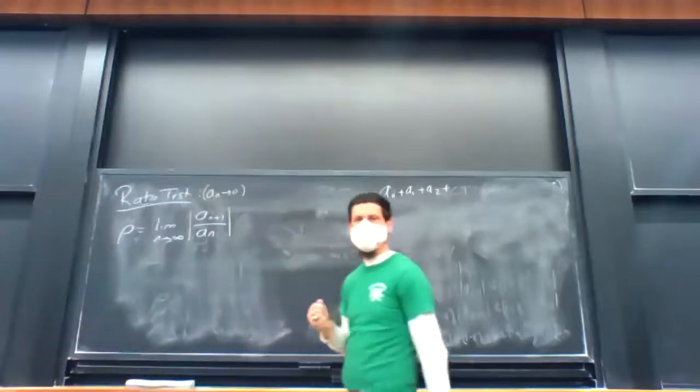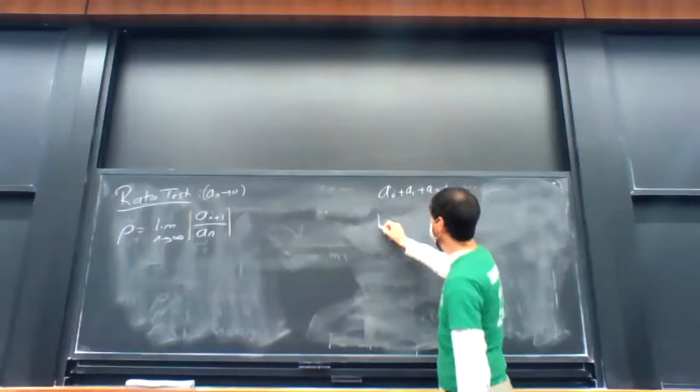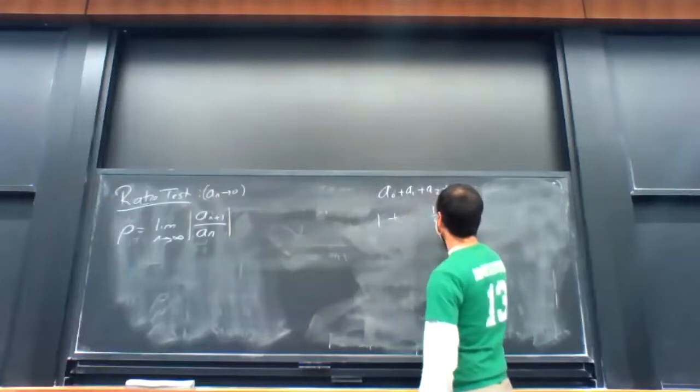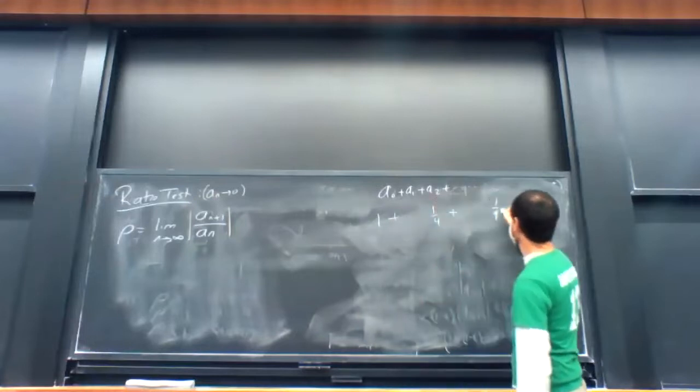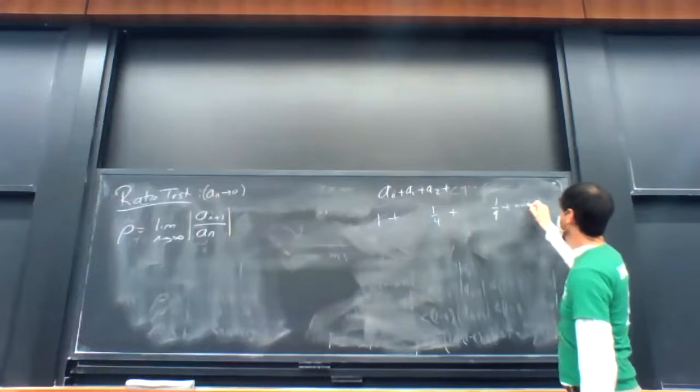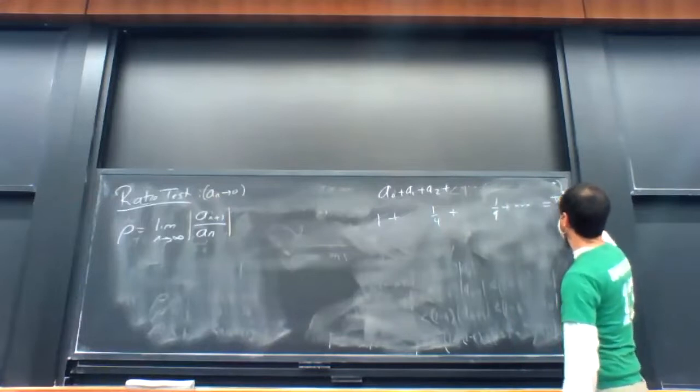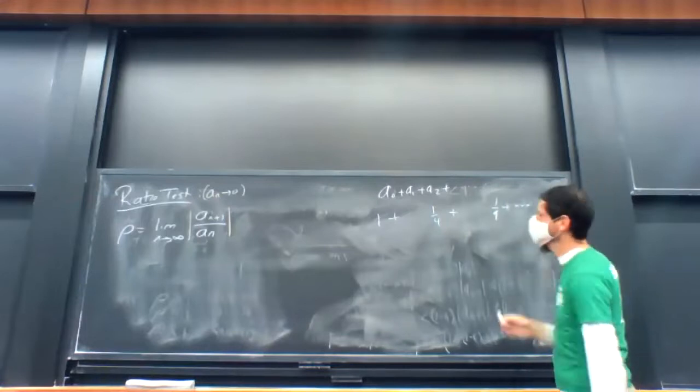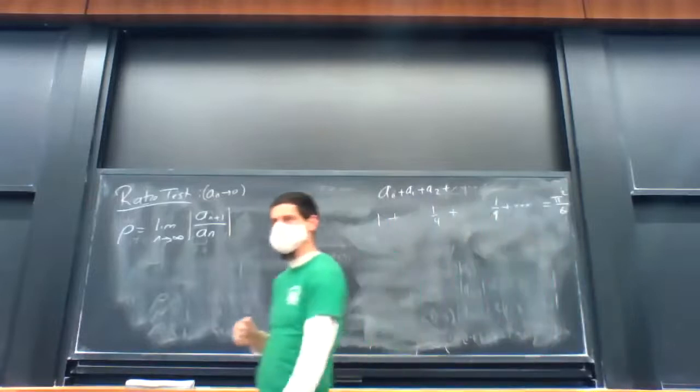1 over n squared. So we can do 1 plus 1 over 4 plus 1 over 9. And this is actually pi squared over 6. A beautiful result with lots of applications.